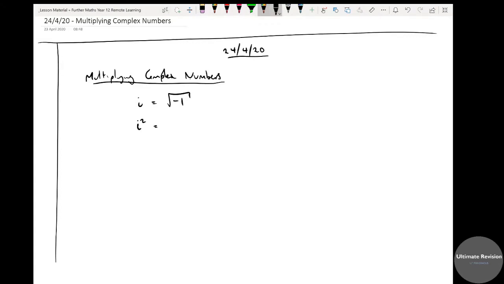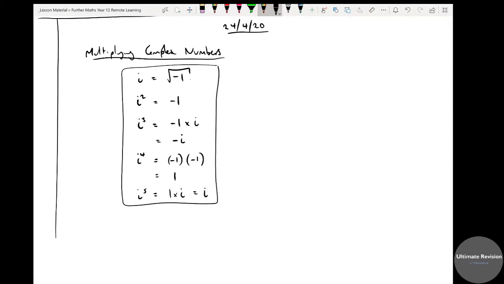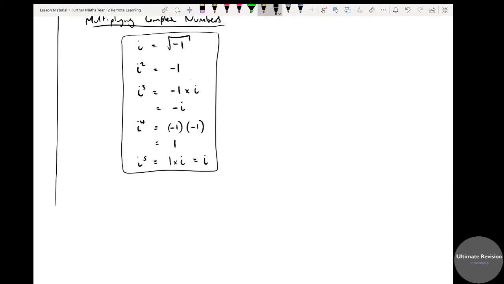So i squared must be minus 1, you're just squaring it. i cubed is i squared times i, which is going to be minus i. And then i to the power of 4 is i squared times i squared, so that would just be 1. And it goes in a bit of a repeat. i to the power of 5 would be i to the power of 4, so 1 times i, which would equal i. Basically it repeats down in this fashion, which we're going to have a look at maybe in an example later on.